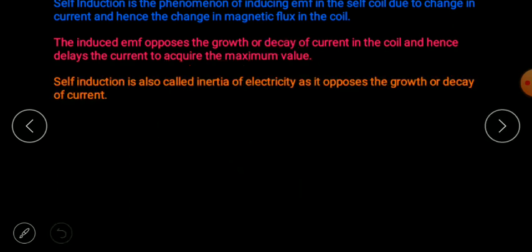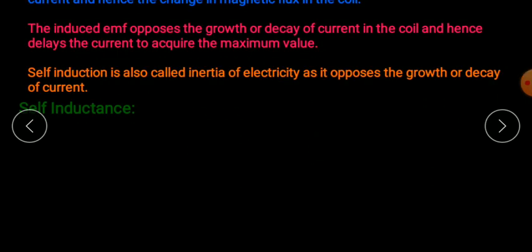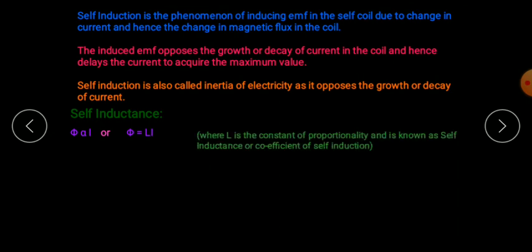Self-induction is also called the inertia of electricity as it opposes the growth or decay of the current. Now, we see that when current increases, flux increases; when current decreases, flux decreases. So we can write phi is directly proportional to I, or phi = LI, where L is the constant of proportionality and is known as self-inductance or coefficient of self-induction. If we put I = 1, then L = phi.